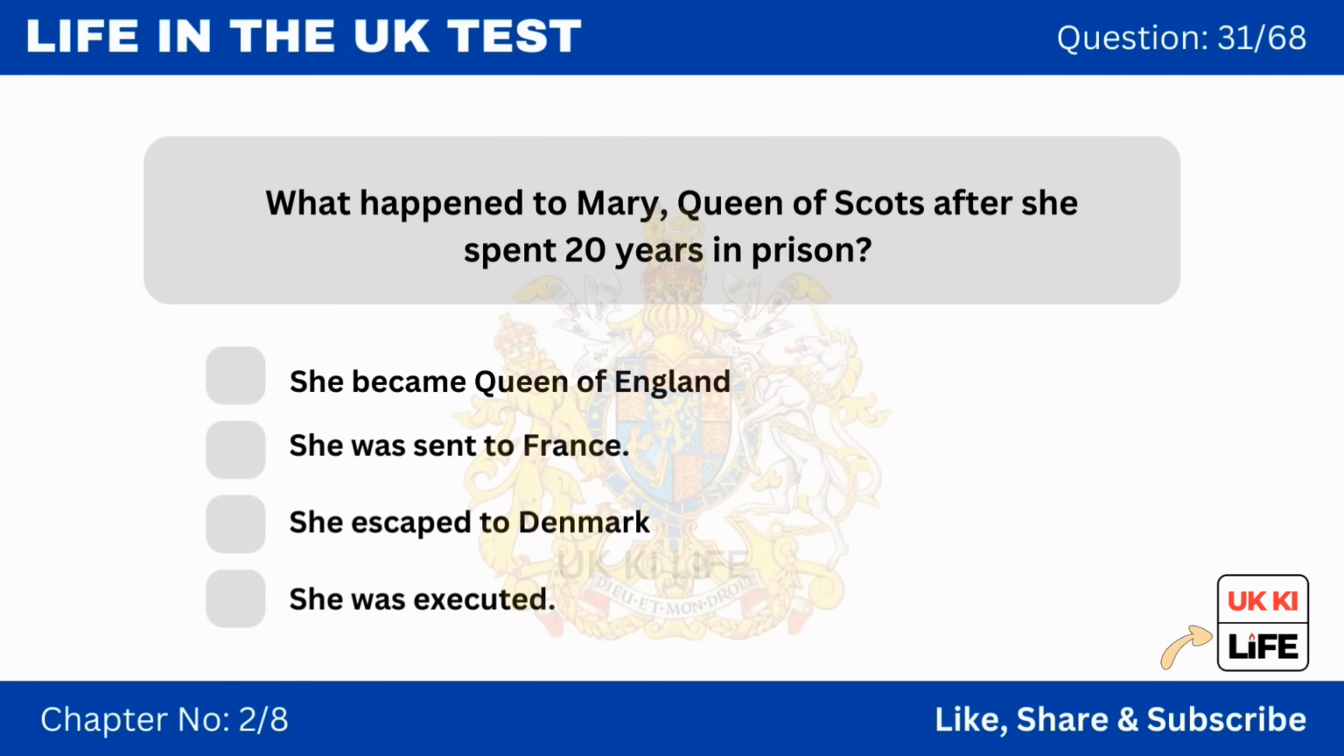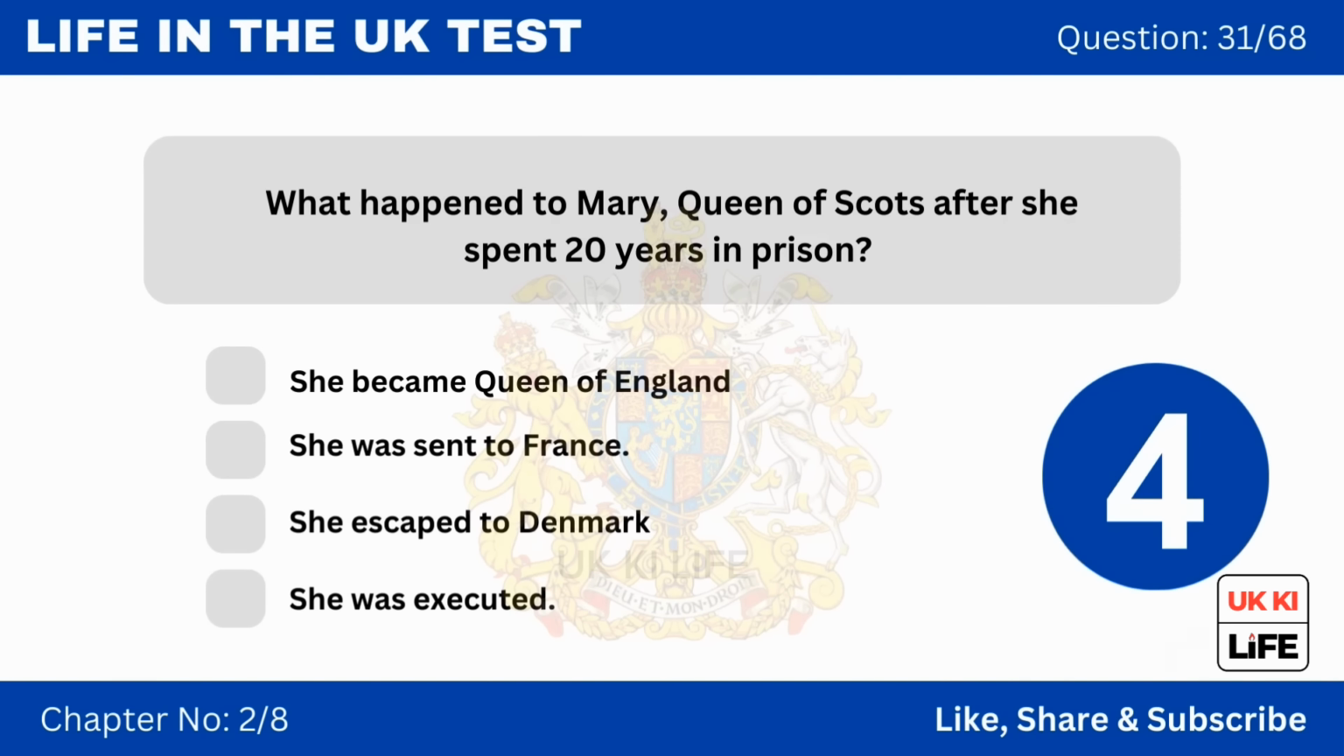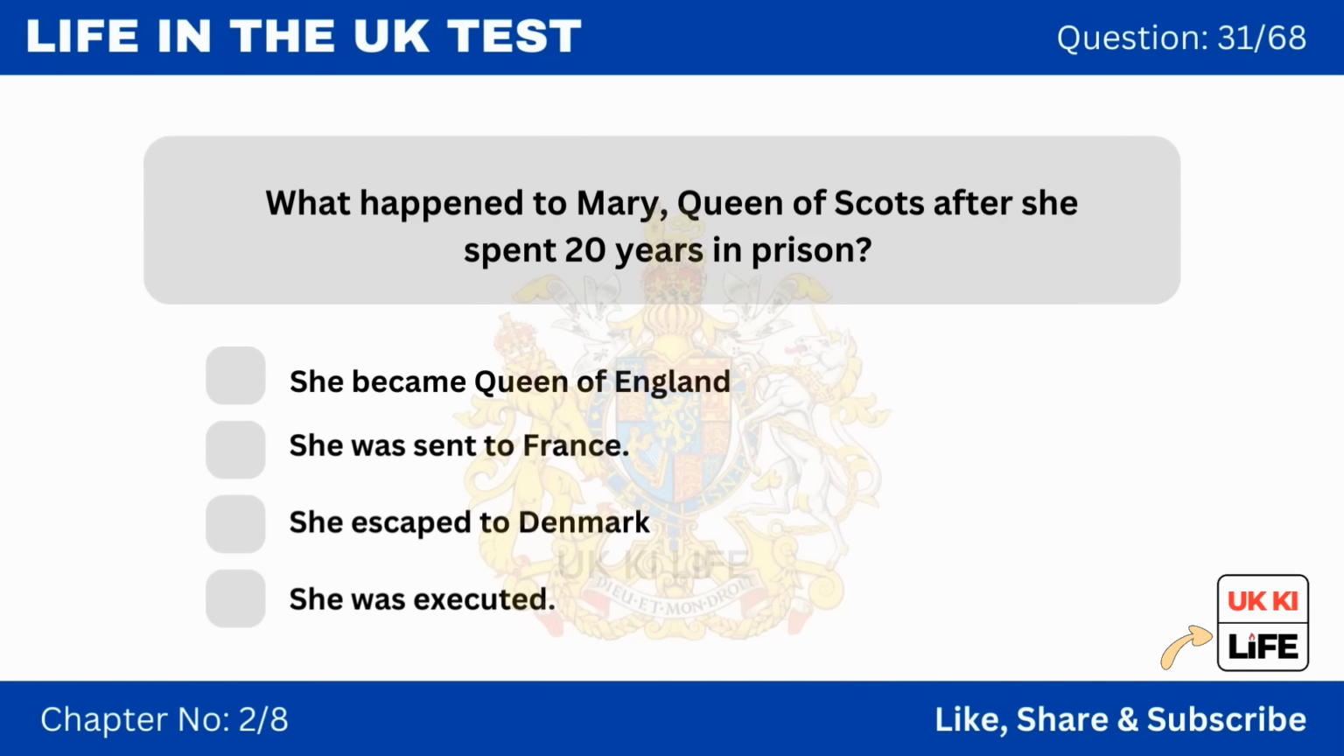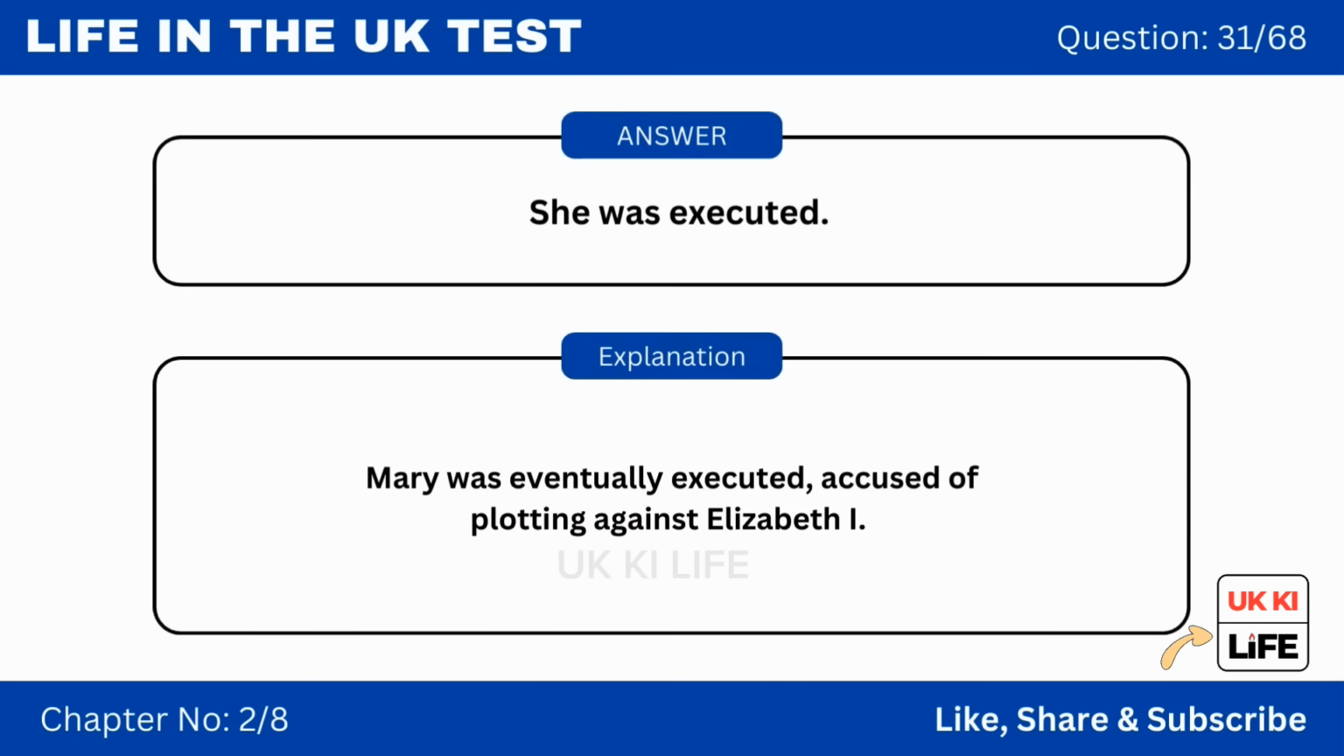Question 31. What happened to Mary, Queen of Scots, after she spent 20 years in prison? She became Queen of England. She was sent to France. She escaped to Denmark. She was executed. The correct option is D. Explanation. Mary was eventually executed, accused of plotting against Elizabeth I.